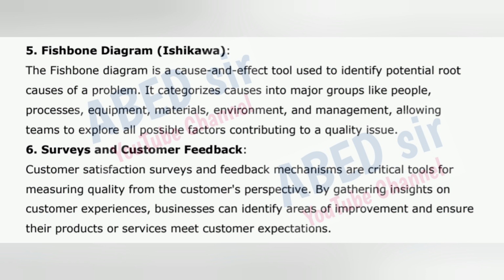6. Surveys and customer feedback. Customer satisfaction surveys and feedback mechanisms are critical tools for measuring quality from the customer's perspective. By gathering insights on customer experiences, businesses can identify areas of improvement and ensure their products or services meet customer expectations.